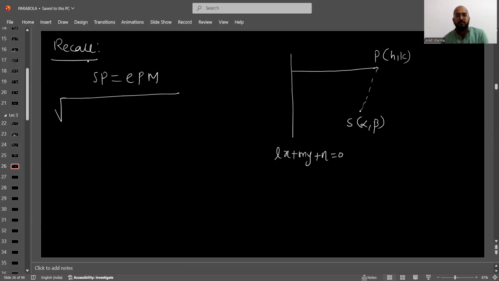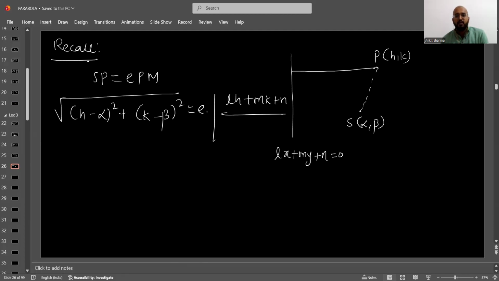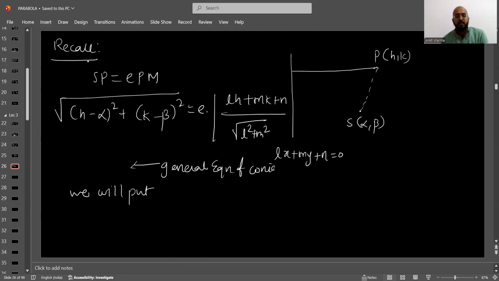It's the square root of (h − α)² + (k − β)² equal to e times PM, which is (lh + mk + n) over the square root of l² + m². This turns out to be the general equation of a conic. Now we put e equal to 1 as per the definition of a parabola, because we want e to be 1, and simplify.